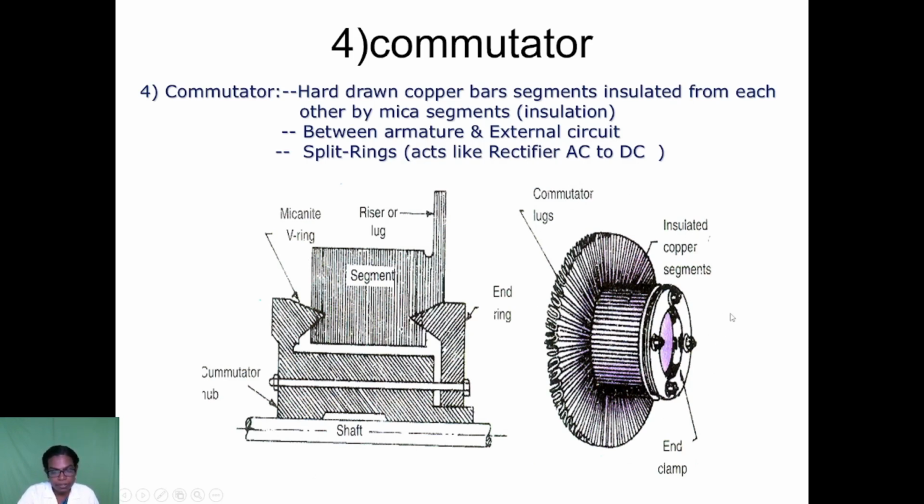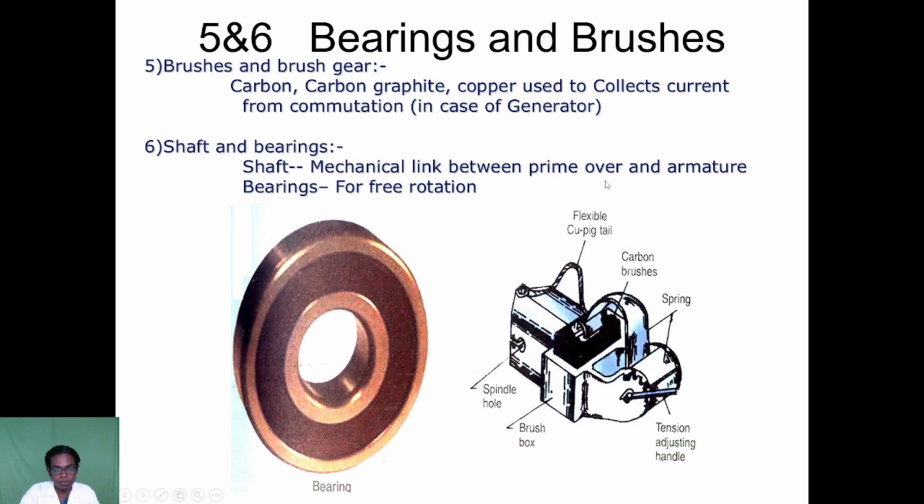These are the bearings and brushes. The brushes are placed to collect the current, which is their main process. In the brushes, carbon or carbon graphite is used, because they give a low resistance path, and high power losses would occur otherwise. Then the shaft and bearings. The shaft is the mechanical link between the prime mover and the armature, and bearings are used for free rotation.